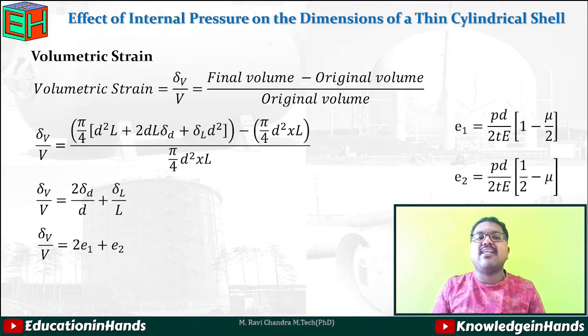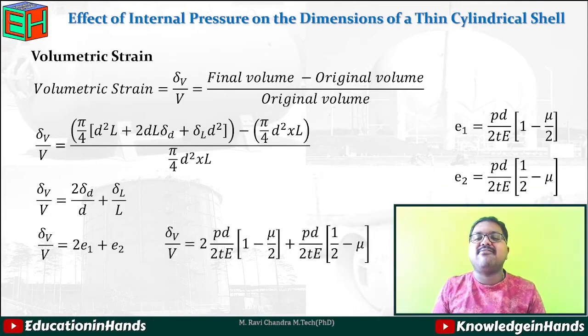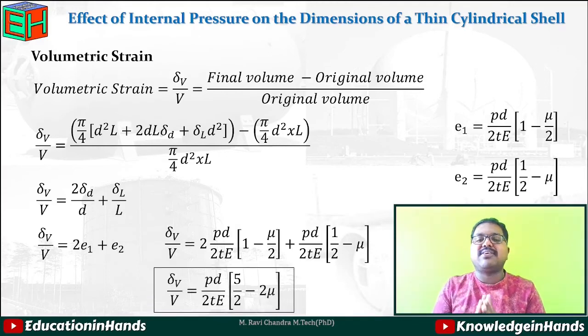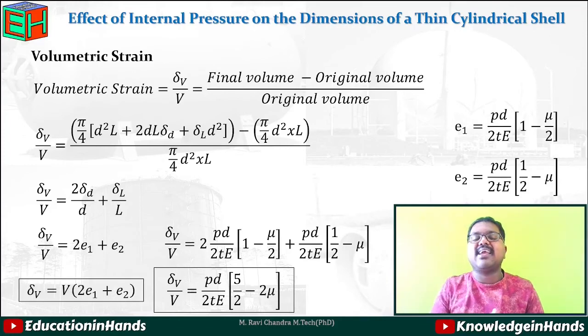If we put the values of E1 and E2 which we derived earlier in this formula, we get the value of delta V by V like this. If we refine this formula, we get delta V by V as PD by 2TE into (5/2 minus 2 mu), and we can calculate the volumetric strain with this formula. And the change in volume we can calculate as delta V equal to V into (2E1 plus E2). So this is for change in volume.